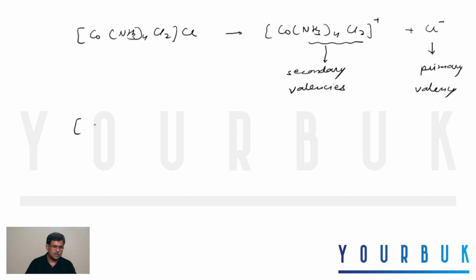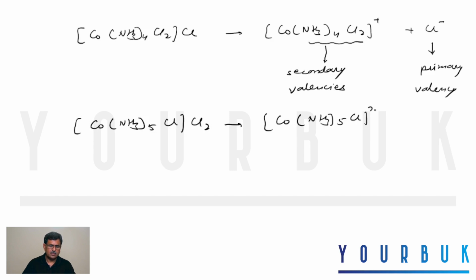Now we have another example: [Co(NH3)5Cl]Cl2. Now in this case, we have 2 primary valencies. There are 2 chloride ions. There are 2 chlorine atoms which can be removed in the form of chloride ions. So 2 primary valencies but 6 secondary valencies.